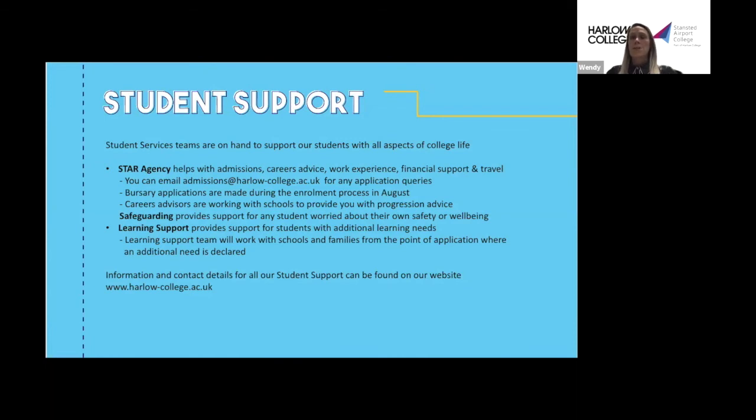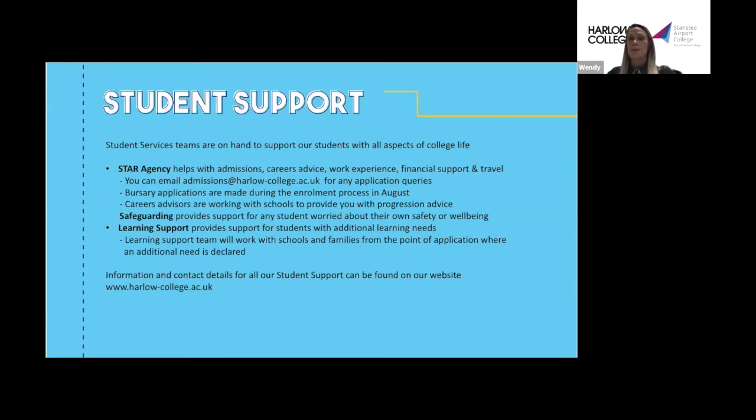We have a fantastic student support team on hand to support our students with all aspects of college life. Our STAR agency can help with admissions and careers advice. They help to support you in finding work experience placements. They offer advice on financial support and travel information. Bursary applications will be made during the enrolment process in August, and our careers advisors are working closely with schools to provide you with progression advice.